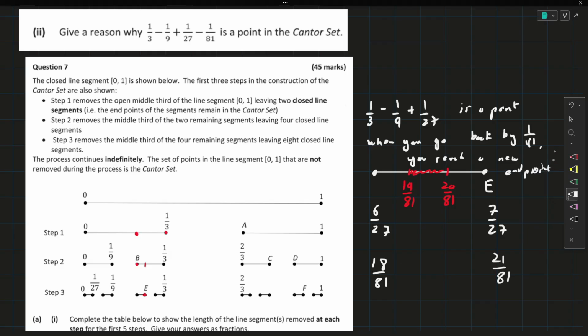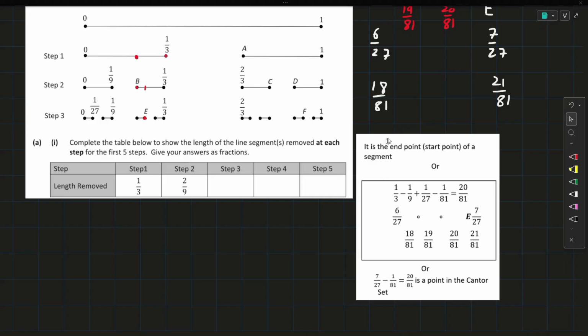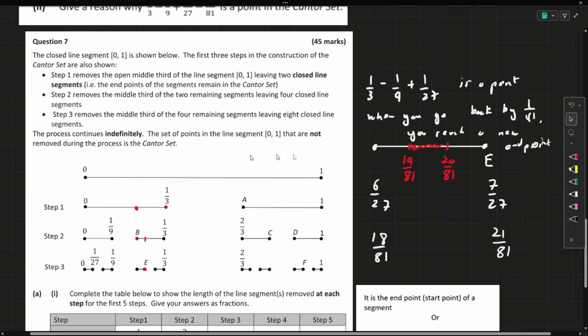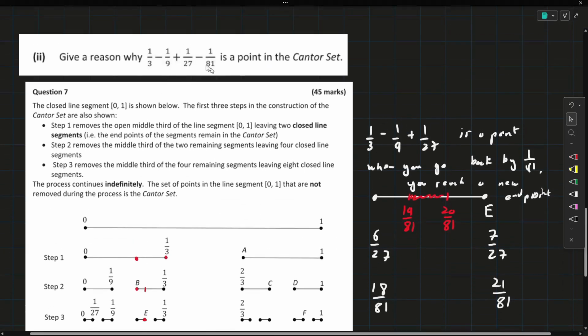If that doesn't make sense to you, you can do it any way you want. In the marking scheme, it suffices to say that it was just an endpoint or a start point. Then they did out the thing that I just did, where they're showing which point it actually is. Or you could literally just say that 7/27 minus 1/81 is a point in the Cantor set. So basically the way that you should approach it is by going through all of them and checking, is this actually a point in the Cantor set?